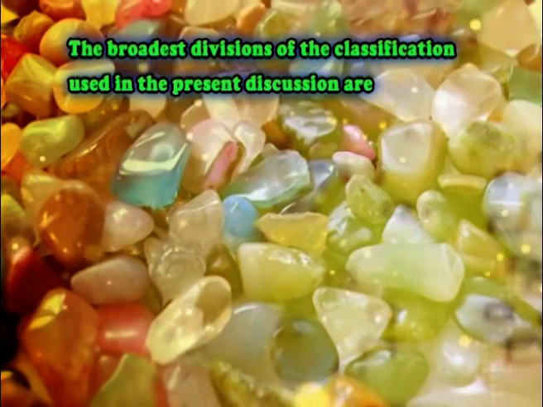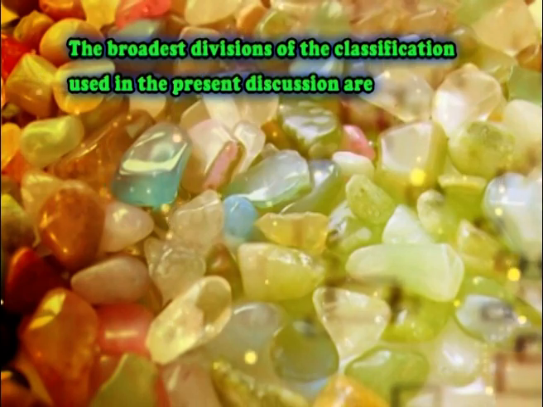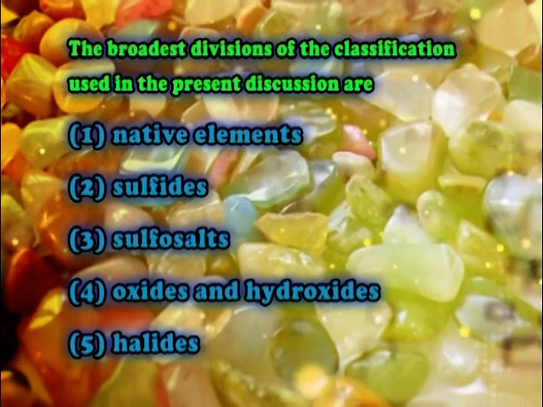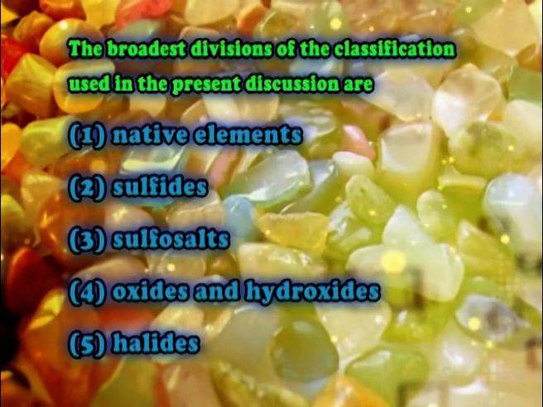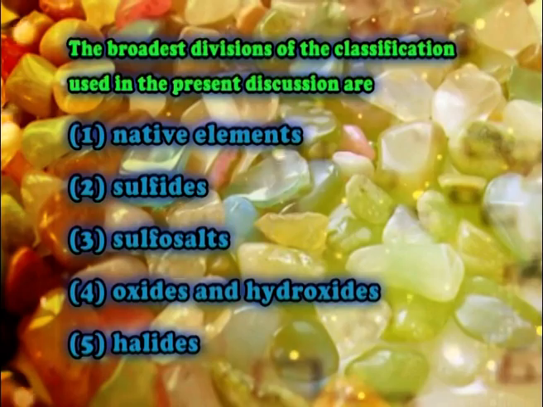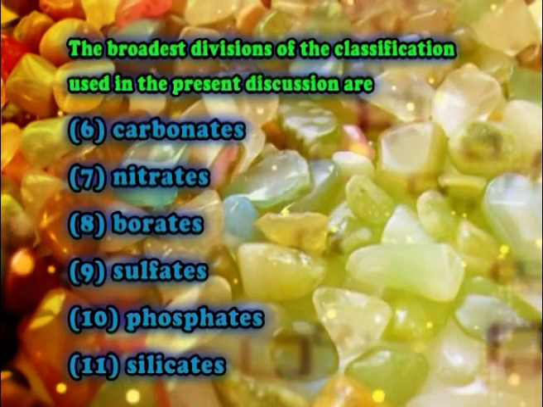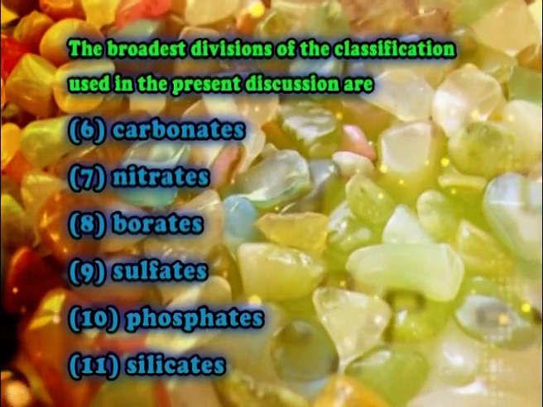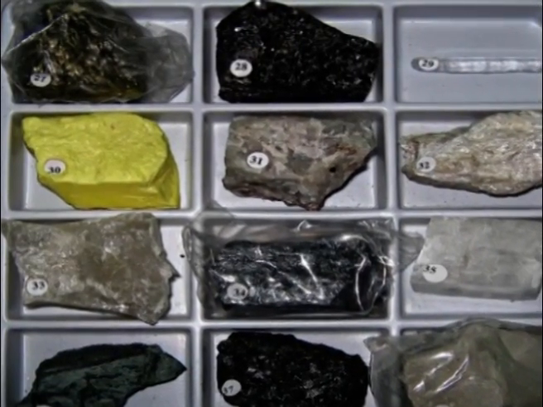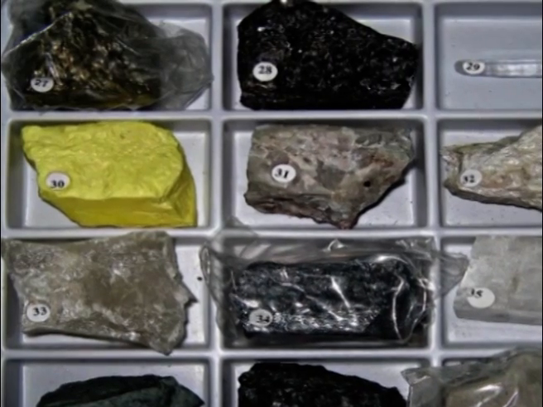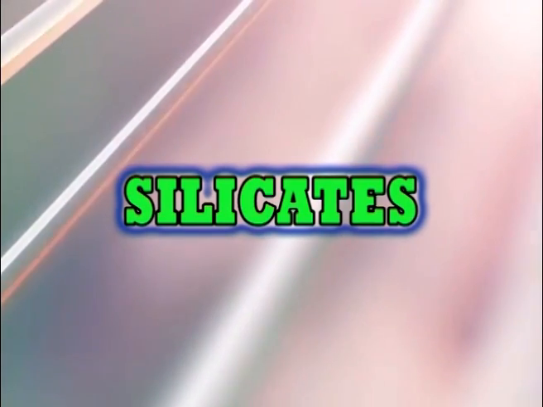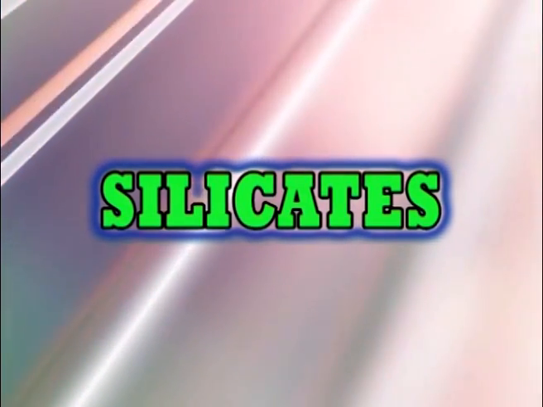First, the similarities in properties of minerals with identical anionic groups are generally more pronounced than those with the same dominant cation. The broadest divisions of the classification used in the present discussion are: native elements, sulfides, sulfosalts, oxides and hydroxides, halides, carbonates, nitrates, borates, sulfates, phosphates and silicates. Once minerals have been grouped by chemical composition, they can be further separated into groups on the basis of internal structure. Now, let us discuss this classification one by one.